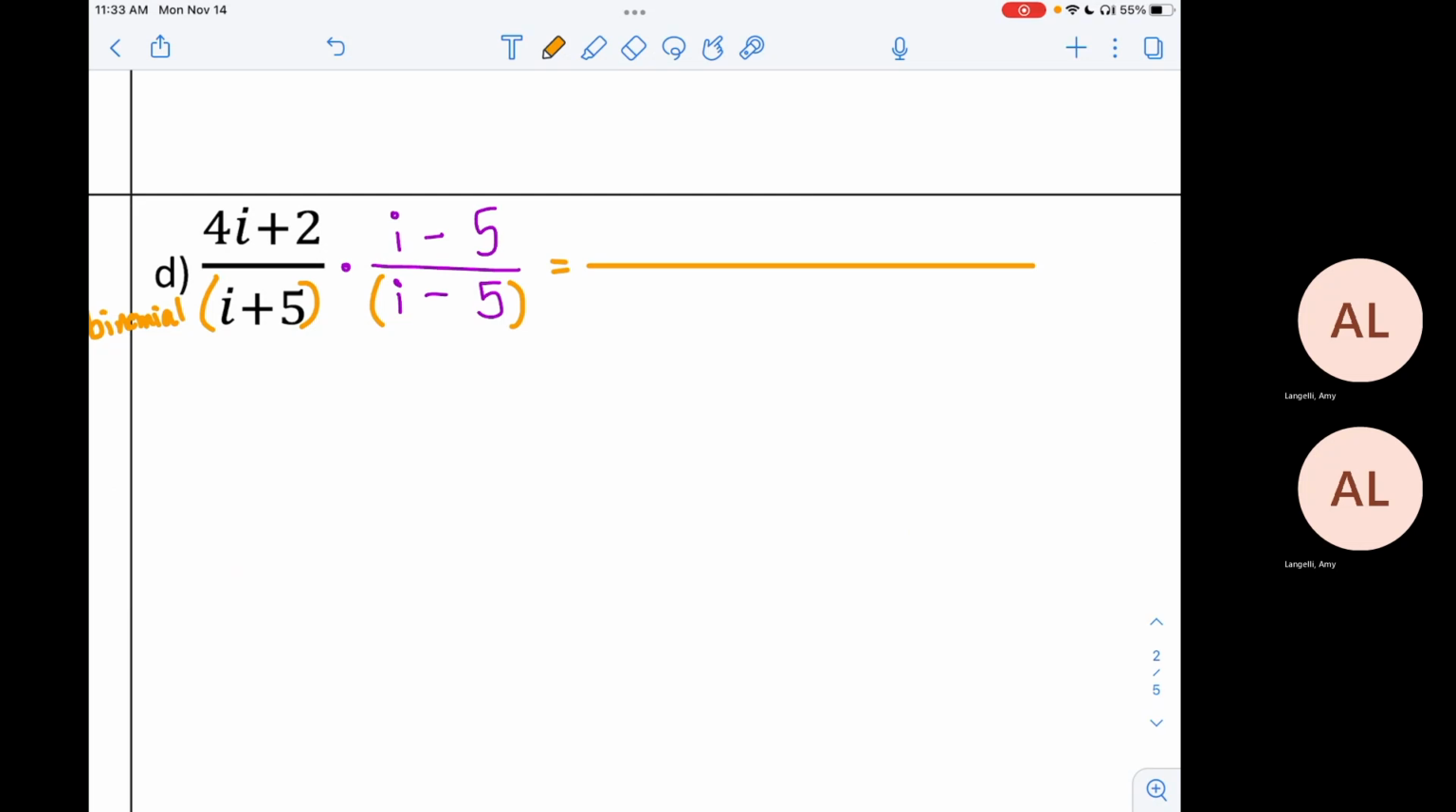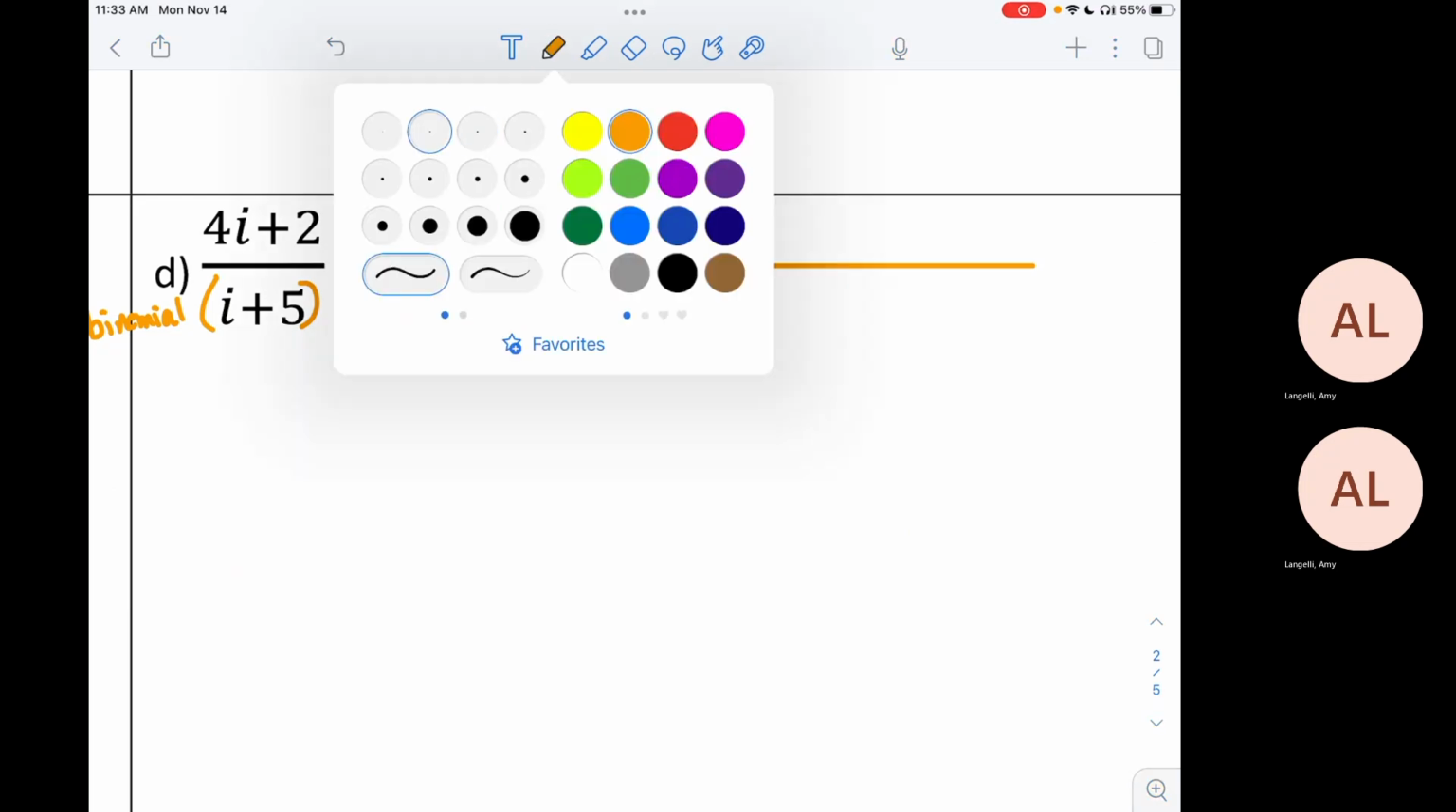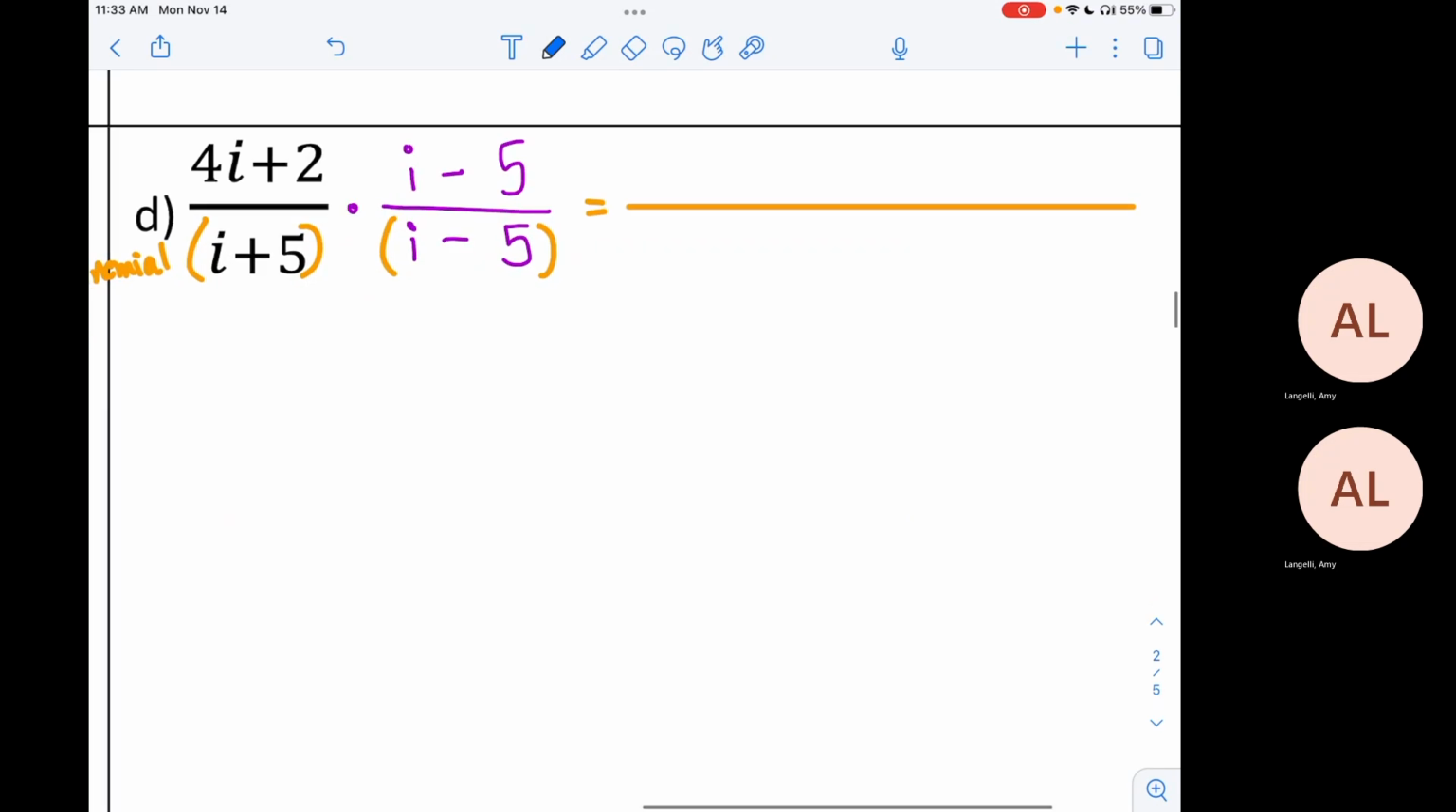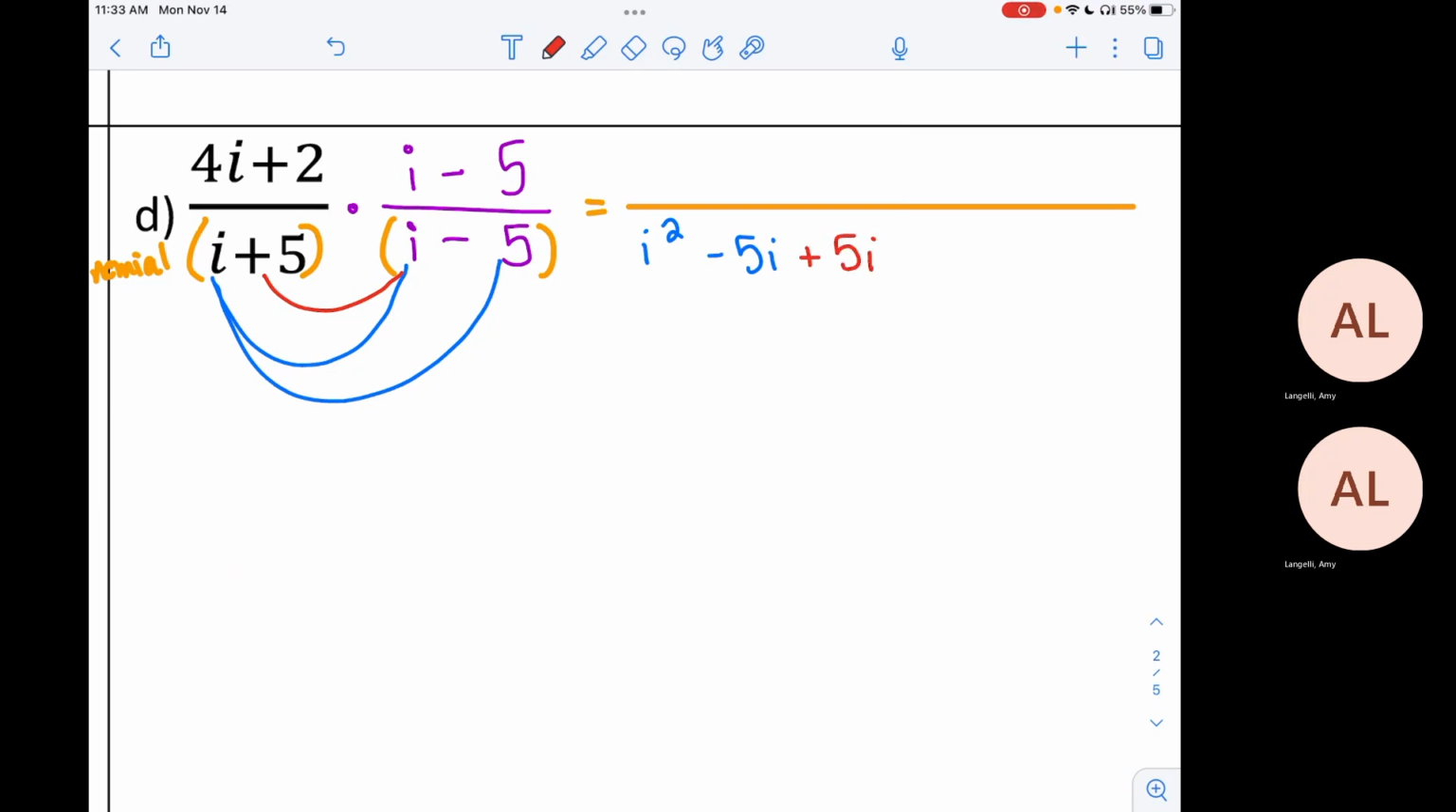How many arcs will the denominator have, please? I'm sorry, how many? 4. What is i times i? What is i times negative 5? What is 5 times i? Last one. What is 5 times negative 5?